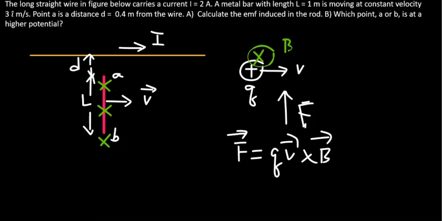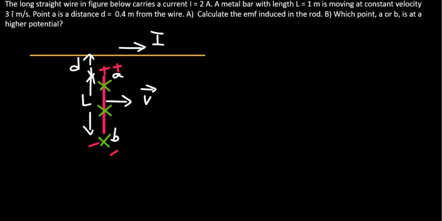So from our discussion a few minutes ago, we know that positive charges would accumulate at the end A and negative charges would accumulate at the end B. That would make point A to be at higher potential. We have seen that the direction of the induced EMF will be going like that. We want to calculate what that EMF is.